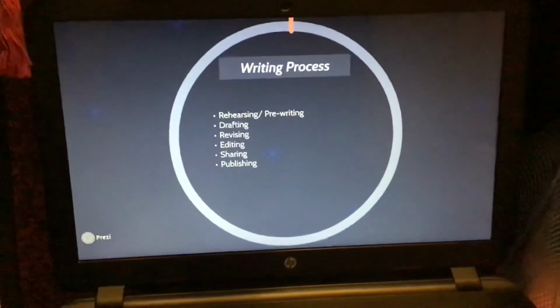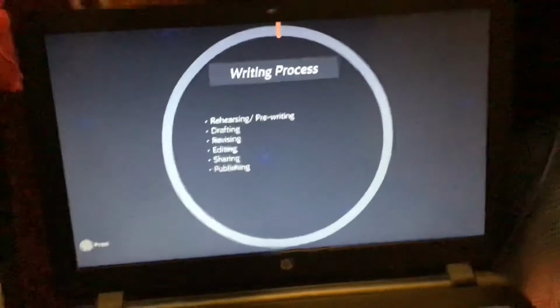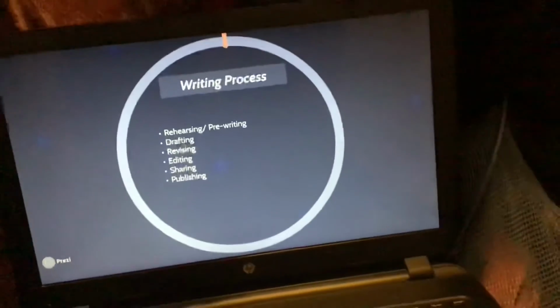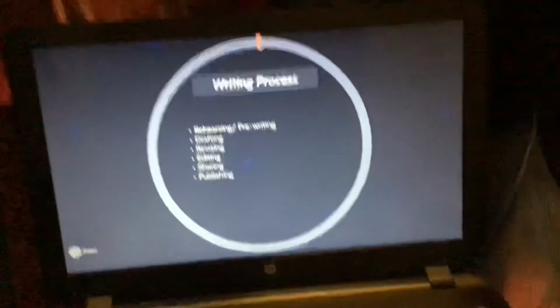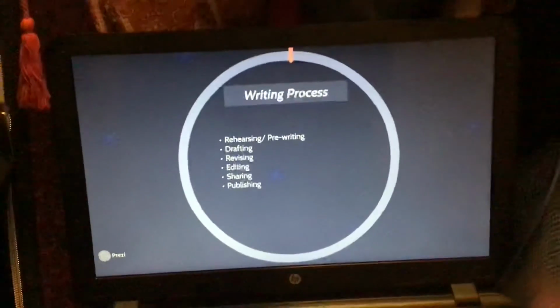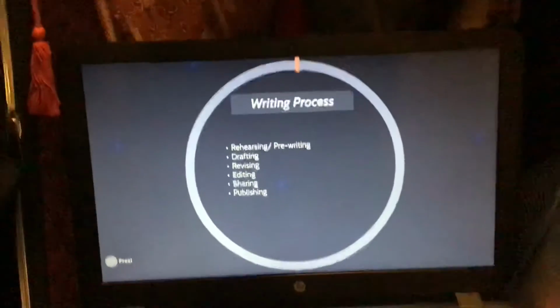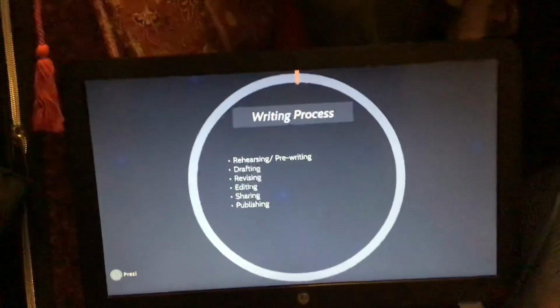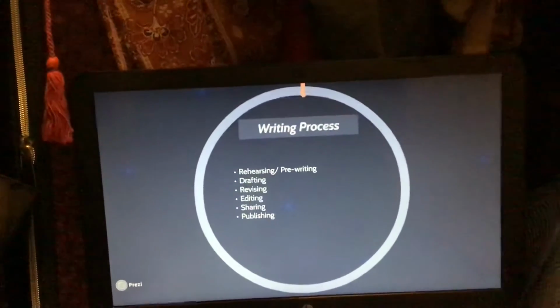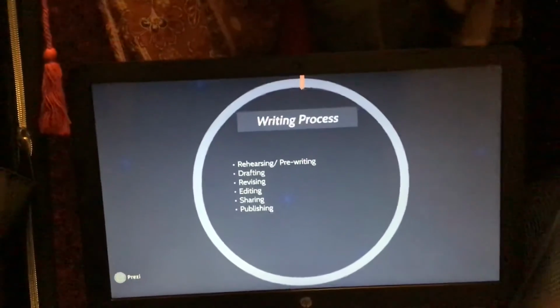In the revising stage, they are working on their piece sounding better. So this will be structural changes in the writing. In the editing phase, students are working on a piece of writing to look better. So these can be mechanical changes such as conventions.